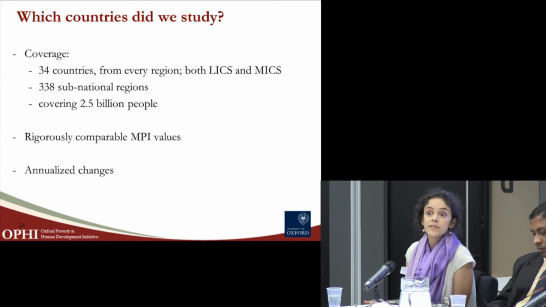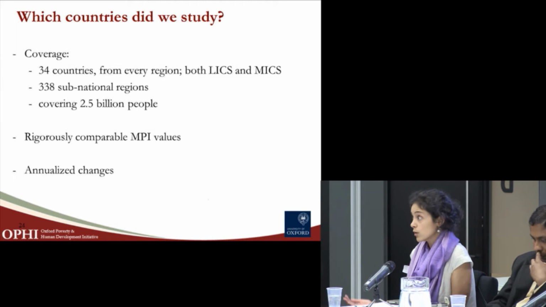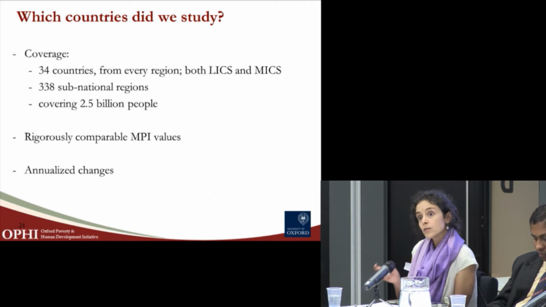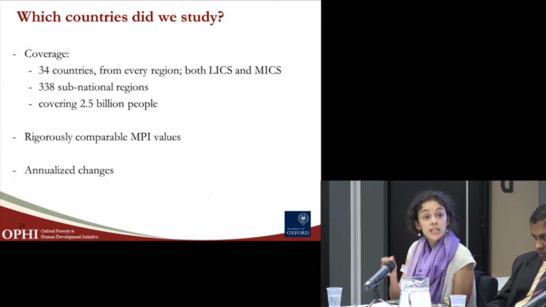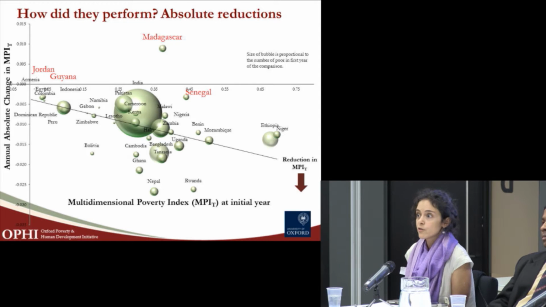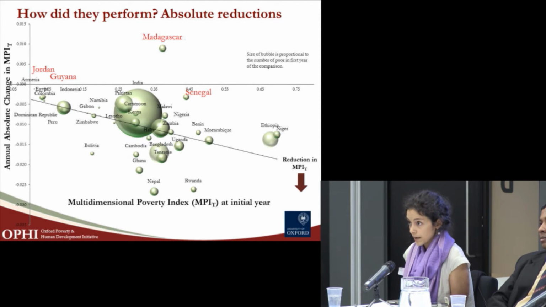In Gabon, we have DHS 2000 and DHS 2012. In Tanzania, we have DHS 2008 and DHS 2010. So to be able to make comparisons between countries, we use changes by year, annualized changes. So how did these countries perform? 30 of the 34 countries have actually reduced MPI.